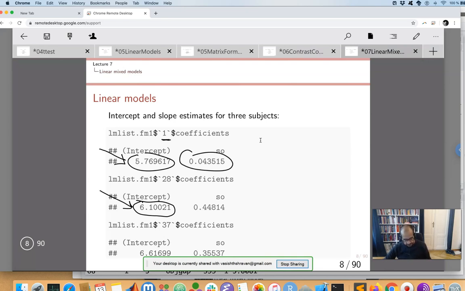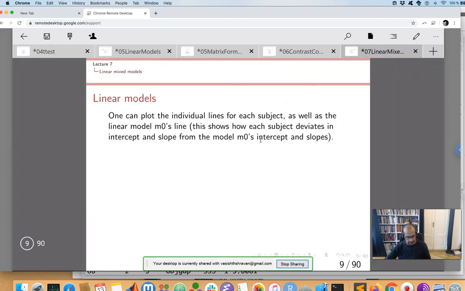And we also see, if you look at the slopes for subject 1 versus subject 28, that subject 1's slope is practically 0.04. Compared to that, subject 28's slope is gigantic. On the log scale, 0.44 is dramatic, right? And so on. You can see subject 37 and so on. So you can extract the data for each of these subjects.